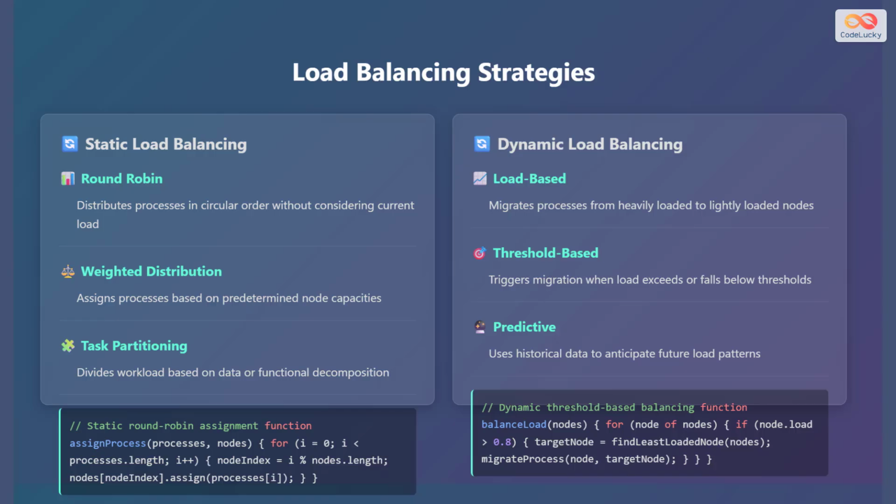Here is the pseudocode for dynamic threshold-based balancing. For each node, if the node load is greater than 0.8, find the least loaded node among the nodes and migrate the process to the target node.